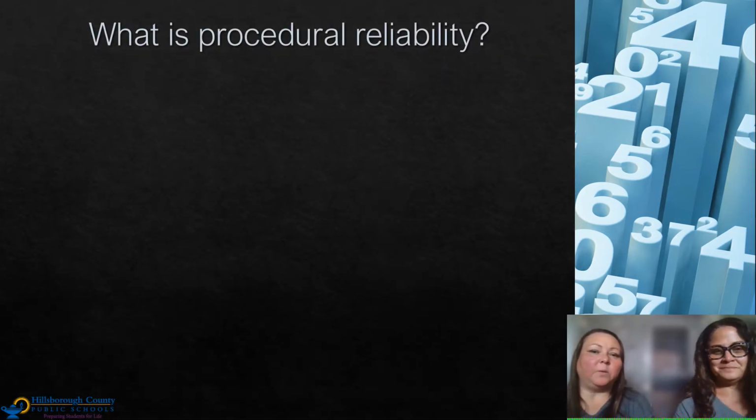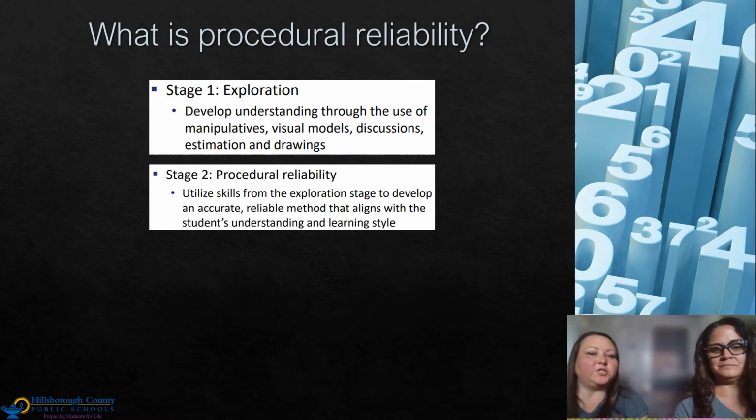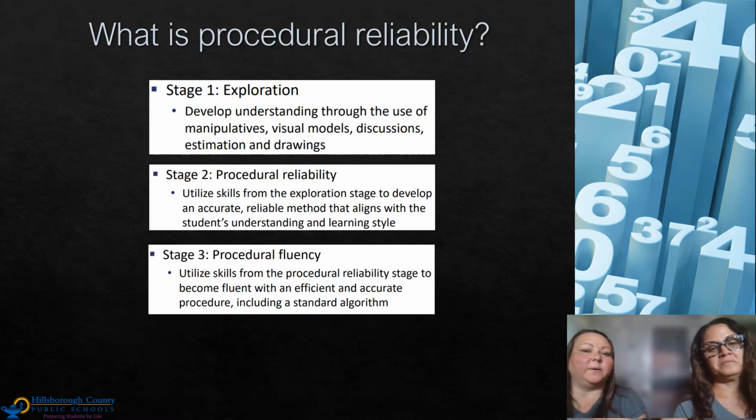So to understand what procedural reliability is, we're going to look at the stages of fluency. Stage 1, you have your exploration, where you're really developing that understanding of the concept. In stage 2, that's when you're starting to get to procedural reliability. It focuses on the skills from the exploration and developing an accurate, reliable method that aligns with student understanding and learning style. So that's where we're going to get within this unit.